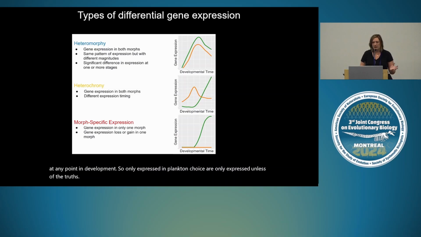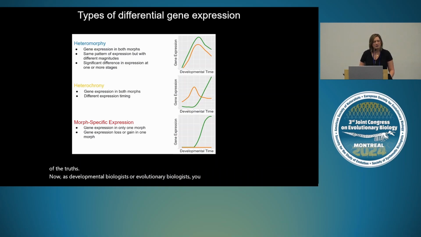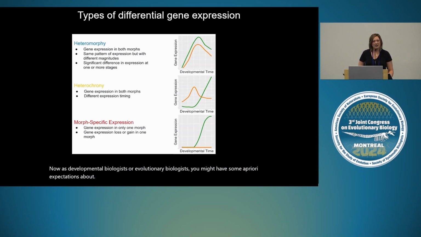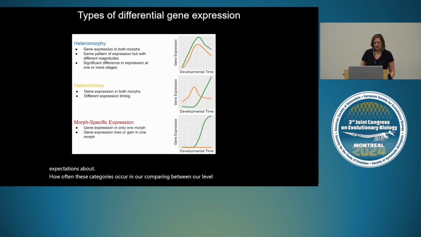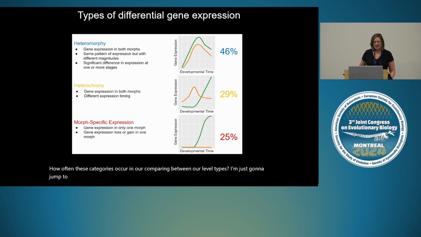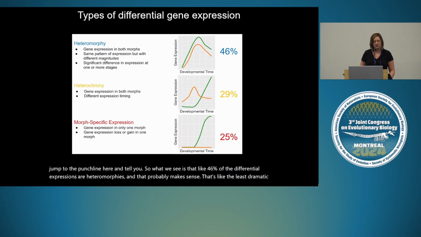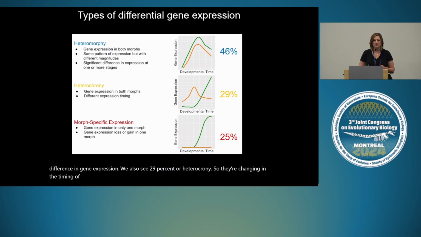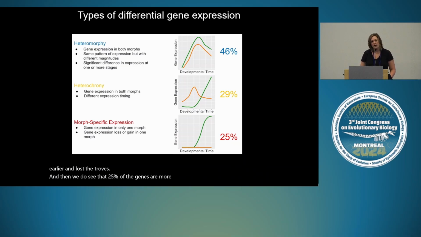Now, as developmental biologists or evolutionary biologists, you might have some a priori expectations about how often these categories occur when comparing between our larval types. I'm just going to jump to the punchline here and tell you. What we see is that like 46% of the differentially expressed genes are heteromorphies, and that probably makes sense. That's like the least dramatic difference in gene expression. We also see 29% are heterochronies, so they're changing in the timing of expression, either getting turned on earlier in planktotrophs or earlier in lecithotrophs. And then we do see that 25% of the genes are morph-specific, so they're only ever expressed in one of the 2 types. I think that's kind of high.